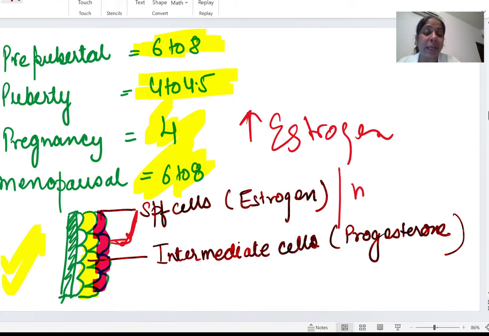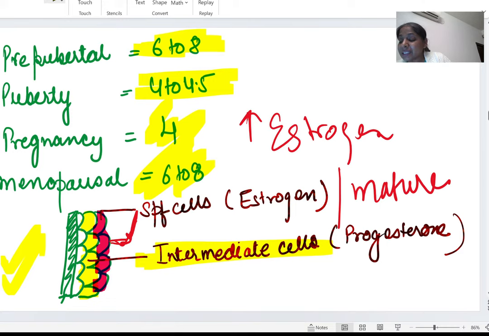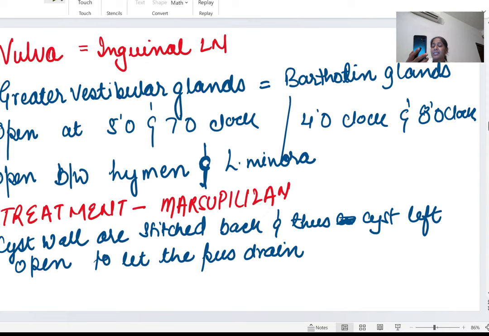Below the superficial cells, there are intermediate cells, the ones colored yellow. The intermediate cells are under the influence of, come on everybody, yes. Why are there intermediate cells? Due to progesterone. If there is no progesterone, then there will be no intermediate cells. Very good.